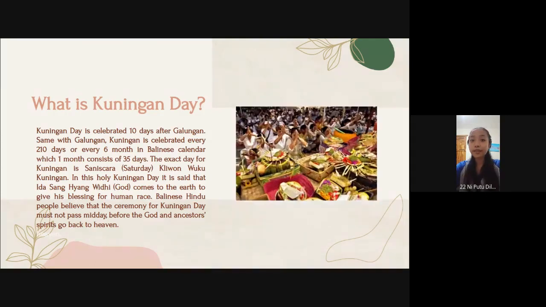So first of all, let me tell you about what is Kuningan Day. Kuningan Day is celebrated 10 days after Galungan. Same with Galungan, Kuningan is celebrated every 210 days or every 6 months in the Balinese calendar, which 1 month consists of 35 days. The exact day of our Kuningan is Saniscara Kliwon Wuku Kuningan. In this Holy Kuningan Day, it is said that Ida Sang Hyang Widhi comes to the earth to give his blessing for the human race. Balinese Hindu people believe that the ceremony must not pass midday before the god and the ancestral spirits go back to heaven.